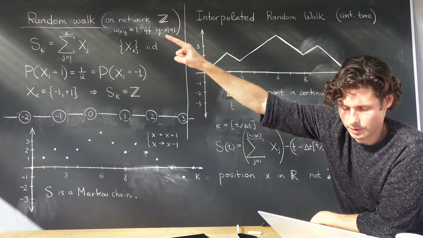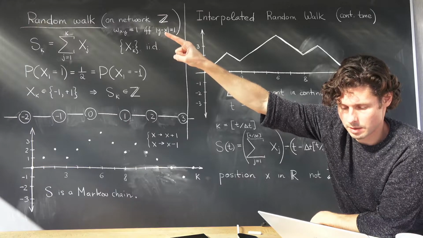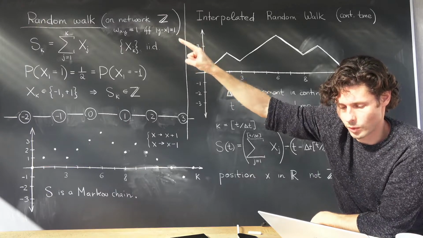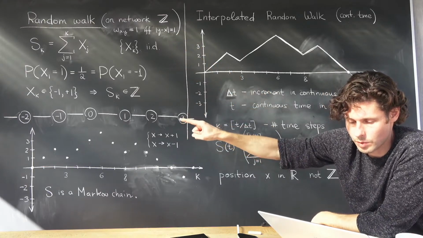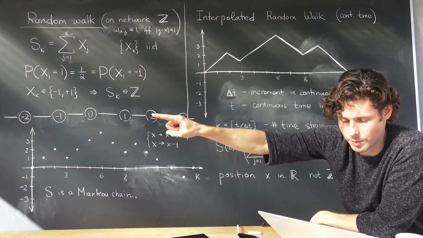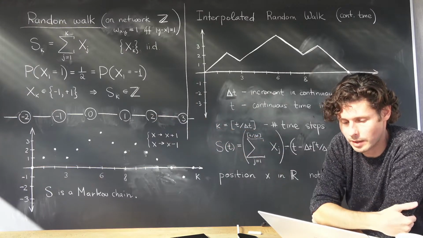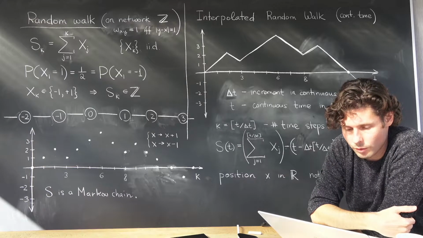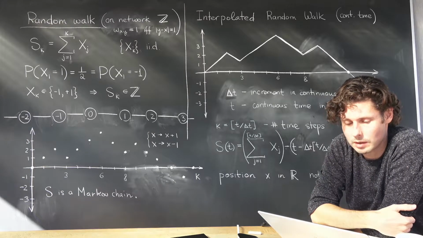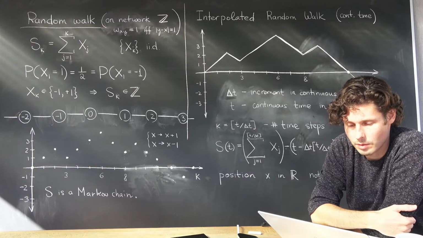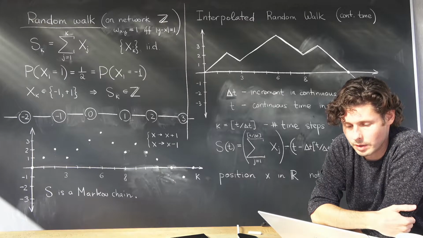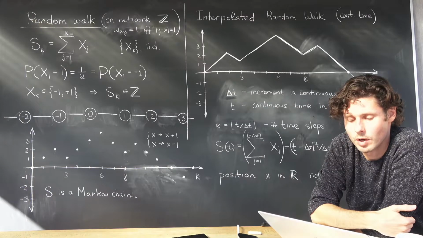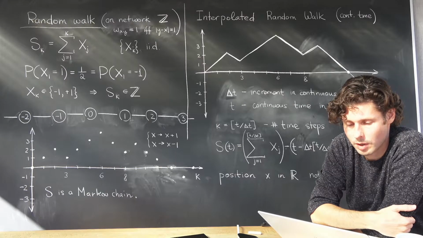If and only if the difference between the two states, these are my two integers, is 1. So the difference between 2 and 3 is 1, so I placed an edge here. The difference between 2 and 1 is 1, so I placed an edge there, and so on and so forth. And so what kind of description do you get from this random walk? Well, we know it's a Markov chain. Every random walk on a network is a Markov chain.